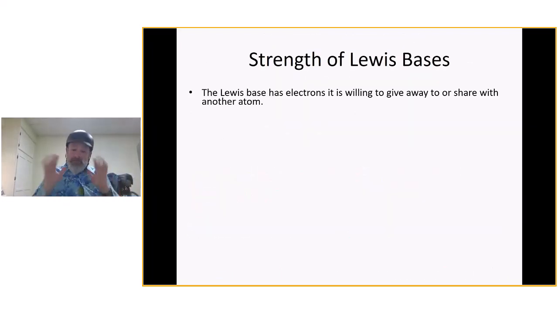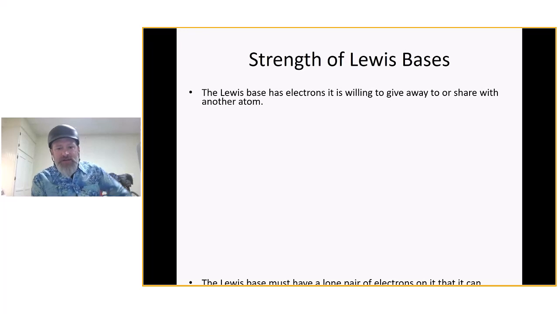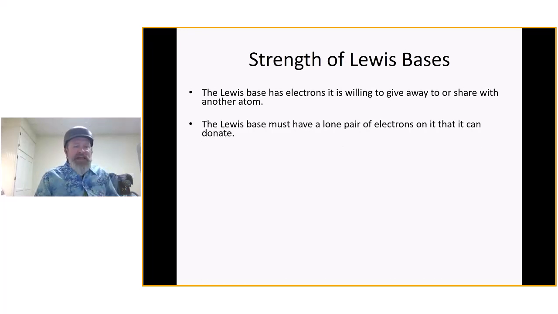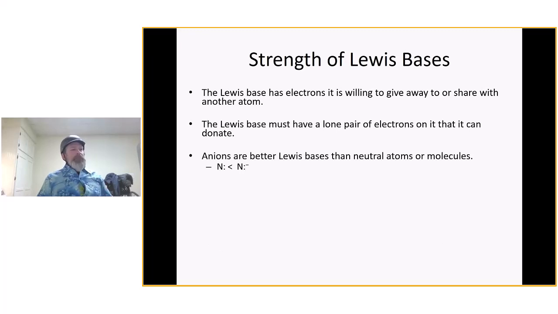Lewis bases, conversely, are things that have lone pairs, and they are willing to give those electrons to other atoms. Must have a lone pair to donate to our Lewis acid. Anions are better Lewis bases than neutral atoms or molecules. So for instance, N- is better than N in any compound.